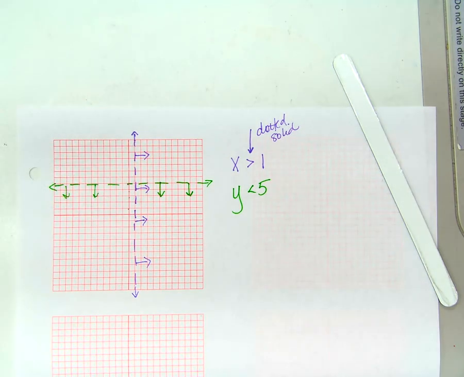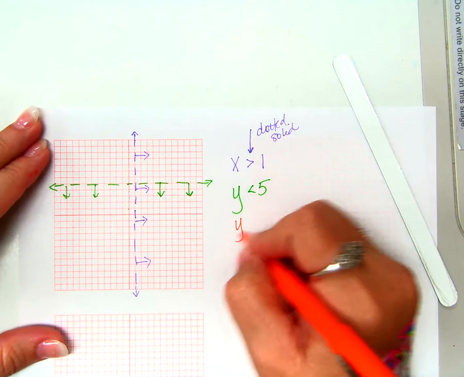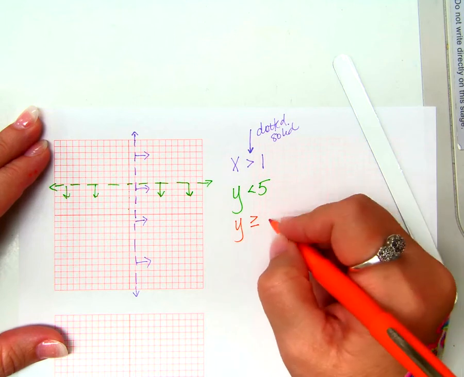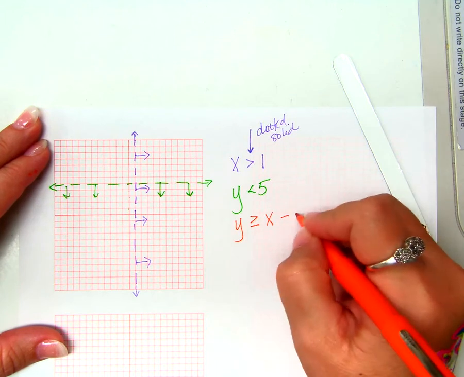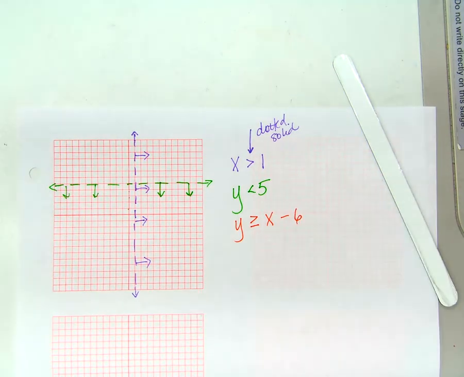Okay, I'm going to add one more equation to my system so you guys get an idea of what's going on. And that last equation I'm going to add is y is greater than or equal to x minus 6. Okay, so how do I graph this line? Is this different from the other 2 lines? Why? Because it has 2 variables.